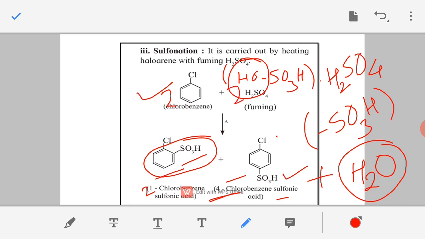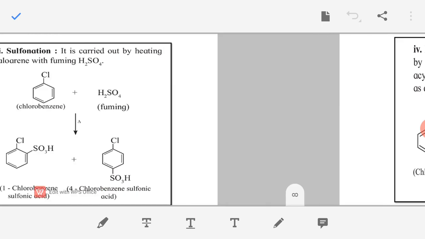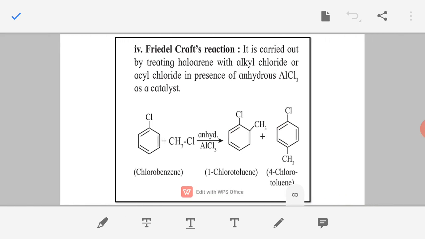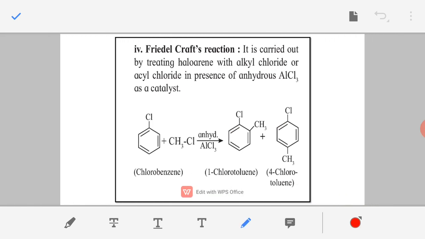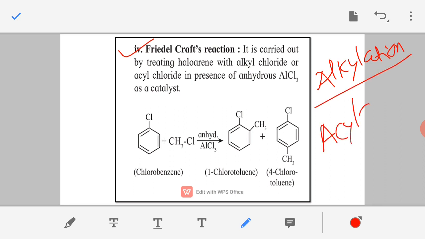And the last important reaction in this session is the Friedel-Crafts reaction. There are two types of the Friedel-Crafts reaction. One is alkylation. Alkylation means addition of an alkyl group. And the second one is acylation. The Friedel-Crafts reaction is always in presence of anhydrous aluminum chloride as a catalyst.